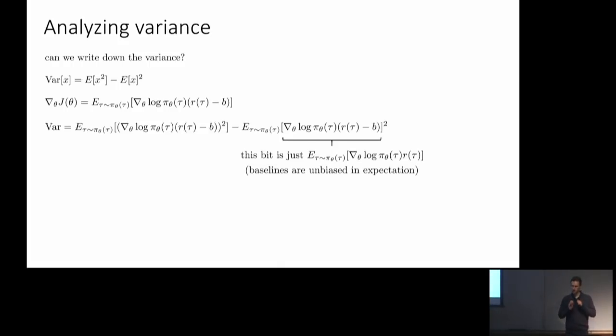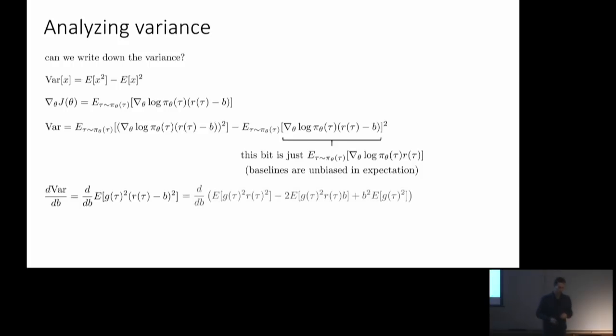The first term is affected by b. Just to declutter my notation, I'm going to use g of tau to denote grad log pi of tau, just so that I have fewer letters there. So I can equivalently write this as the expectation of g of tau squared times r of tau minus b squared. I just distributed the square. And what I want is the derivative of this thing with respect to b. So I'm going to expand out the square. Anytime I expand out the square, I have 3 terms. I have g squared r squared minus 2 times g squared rb plus g squared b squared.